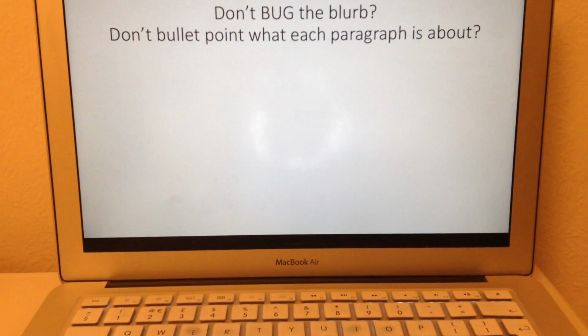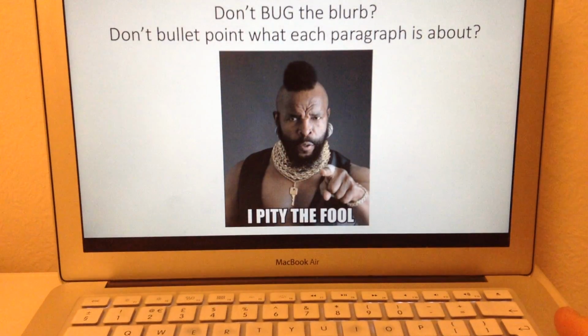Hold on a second. Did you skip bugging the blurb? Did you not write down what each paragraph is about? Well, you are about to go into the reading section with basically no idea what the text is about, and this kind of person does exist in the world. All I can say about them is, no, I don't hate that boy, but I pity the fool.